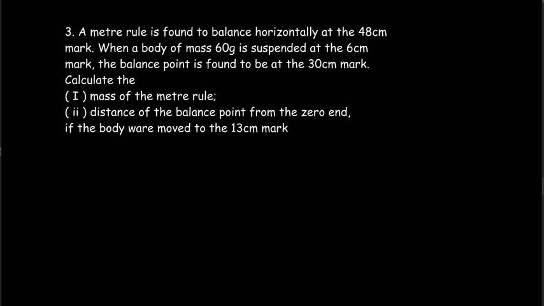Number 3. A meter rule is found to balance horizontally at the 48 cm mark. Now we are dealing with a meter rule that balances at the 48 cm mark. That means it's not a uniform meter rule. A uniform meter rule will balance at 50 cm, obviously. What a uniform meter rule means is that its mass is evenly distributed across the length of the meter rule. But in this case, it is not.